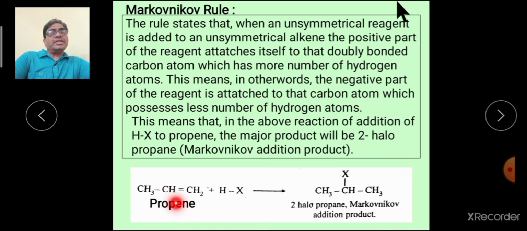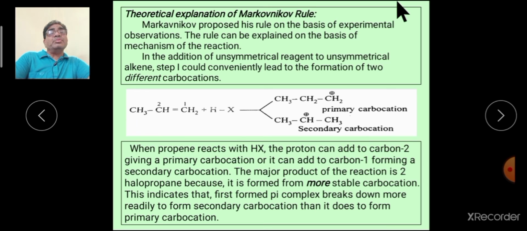In propene, the negative part goes to the carbon containing fewer hydrogen atoms, or the positive part goes to the carbon containing more hydrogen atoms across the double bond. Therefore the product is 2-halopropane, which is according to Markovnikov's rule.